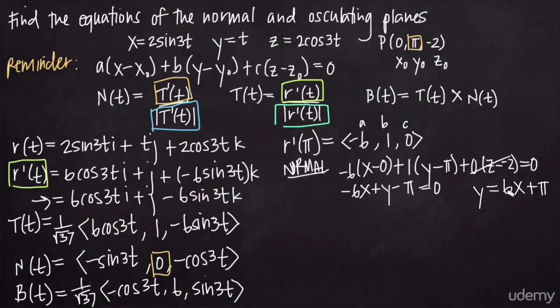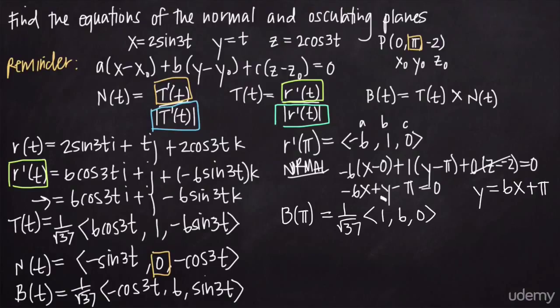Now, if we want to find the oscillating plane, the first thing we need to do is take this same pi value and plug in t equals pi to our binormal vector here for t. So what we'll get then is b of pi, because we're plugging pi in for t. So b of pi is going to be 1 over root 37. And then here, cosine of 3t, well, that's going to be cosine of 3 pi, which is a negative 1. But then we have this other negative sign, so negative 1 gives us a positive 1. There's nowhere to plug t in here, nowhere to plug pi in here, so we just get 6. And then sine of 3 pi is going to be 0, so we get 1, 6, 0.